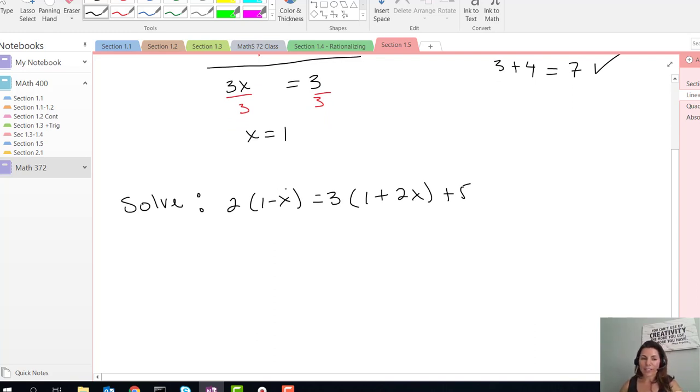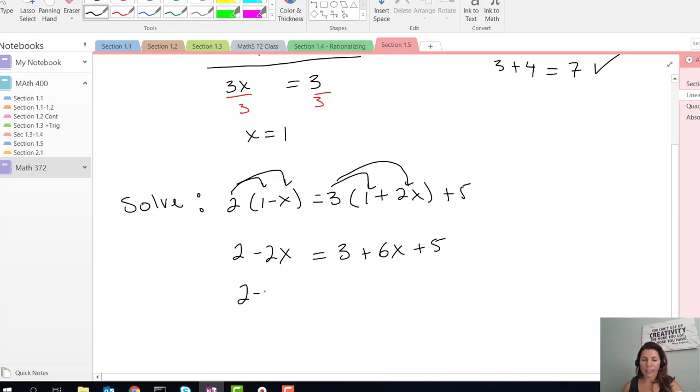Linear, why is this linear? Because the highest exponent on the x is a 1. So here we've got to use our order of operations, so combine like terms if you can. In this case, since we cannot, we have to then do parentheses first, and in this case we want to multiply our constants in. So on the left we're going to have 2 minus 2x, on the right we're going to have 3 plus 6x. The parentheses ends here, so I don't need to multiply the 5 by the 3, so it's just plus 5.